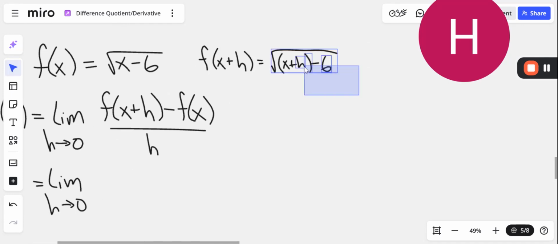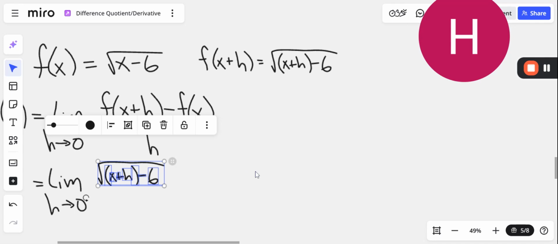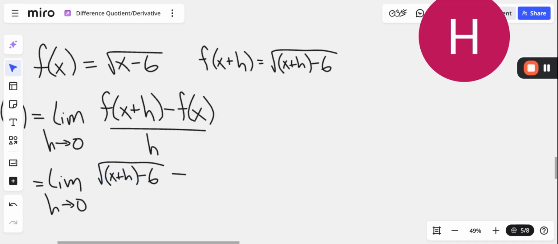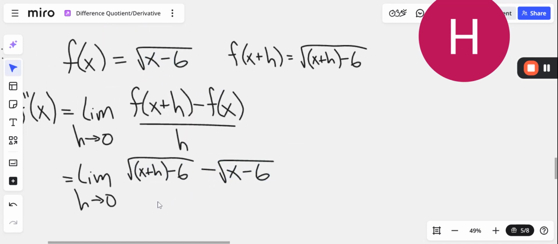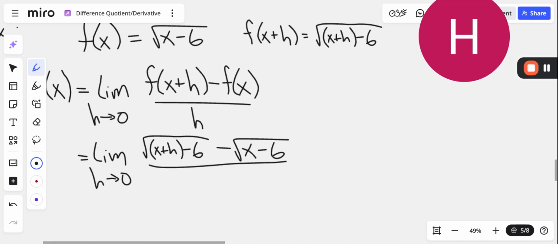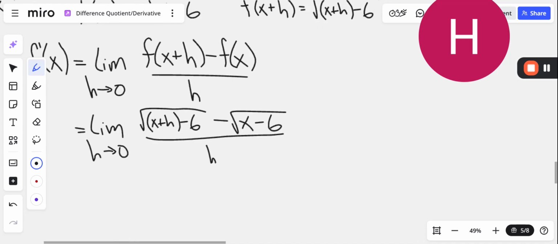of this thing, which I will duplicate and drag over here, minus this thing, which I will do the same. Get over here. Of course, if we try to plug in h goes to 0, we're just going to get the same thing minus itself on top, over 0, 0 over 0. That's no good. So here is the first type of algebraic manipulation that we have to do when we're involving a radical expression or radical function.